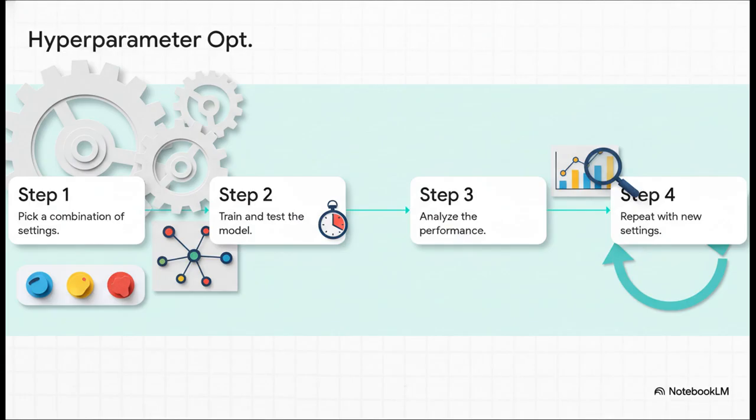First, you pick a combination of settings for all your different knobs. Step 2, you train the model and see how well it does. Step 3, you analyze that performance. And then, you loop back to step 1 and try a different combination, hopefully a little smarter this time based on what you just learned.